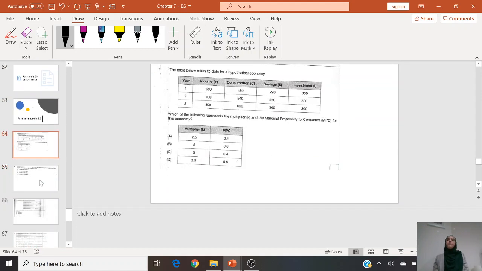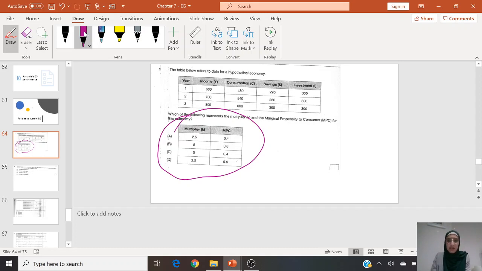These are the workbook questions. I already gave you guys time to revise it or to do it by yourself, so I'm just going to very, very briefly go over them right now, and then we're done with this lesson. Over here it says that the table below refers to data for a hypothetical economy that has income, consumption, savings, and investment. Which of the following represents the multiplier, which is K, and the MPC for the economy? What they're asking you is which one is accurate over here.